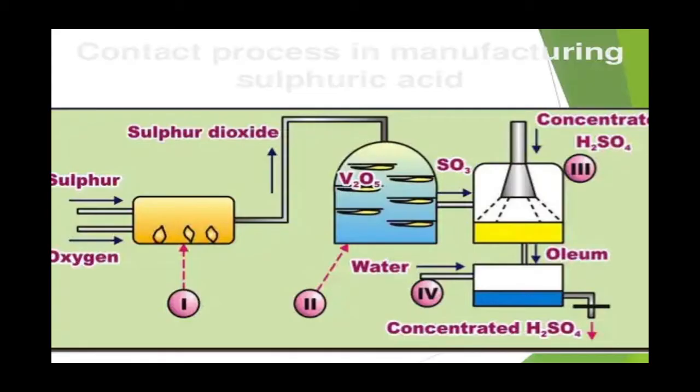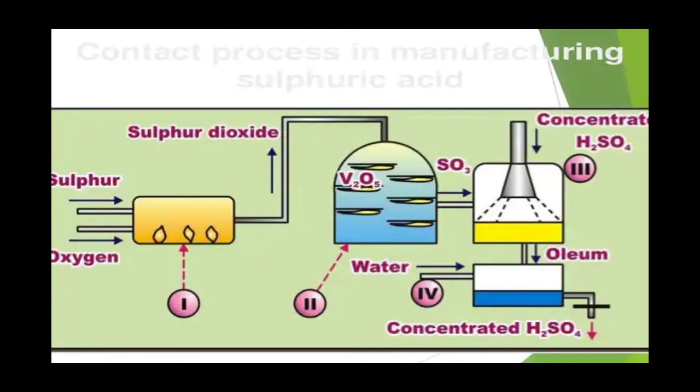The gas mixture is then heated in a heat exchanger by hot gases leaving the catalytic chamber, where we have V2O5. The sulfur dioxide is then mixed with excess air and passed through the cleaners. Sulfur dioxide and oxygen from the air are heated in the presence of vanadium pentoxide, V2O5. It is used as a catalyst. Sulfur trioxide is formed.